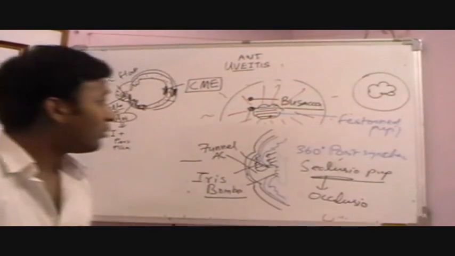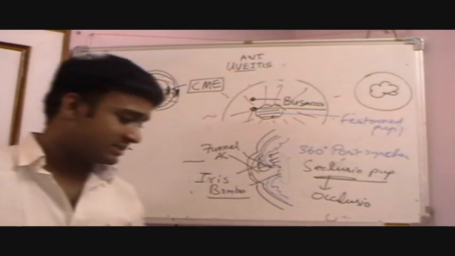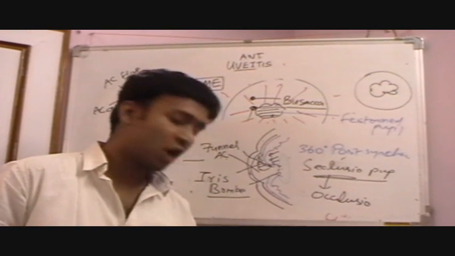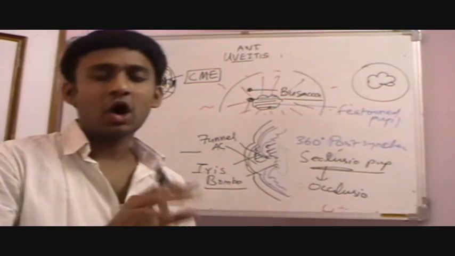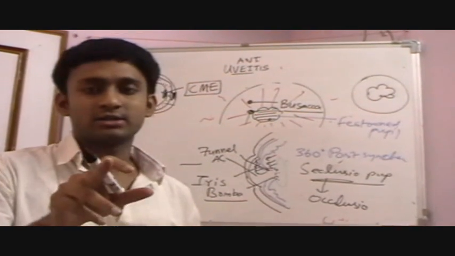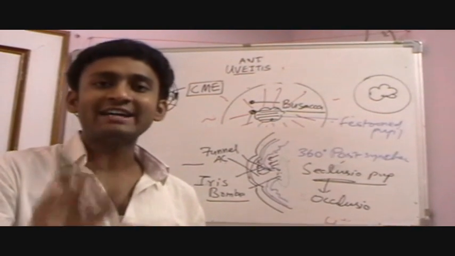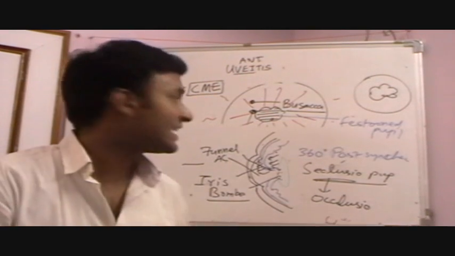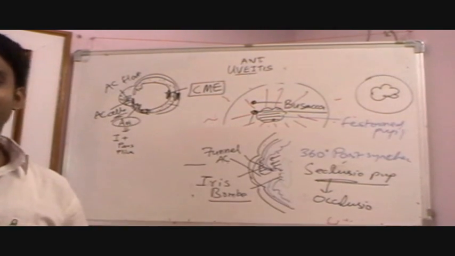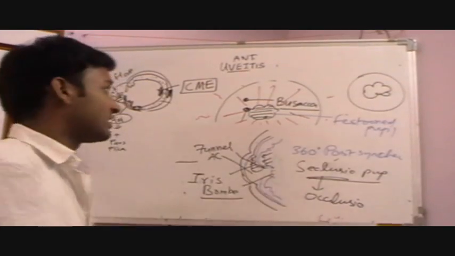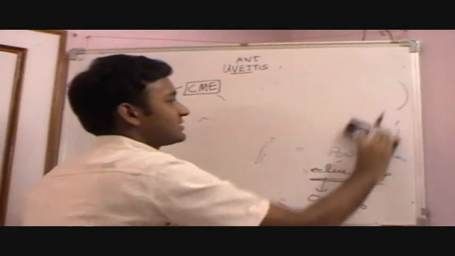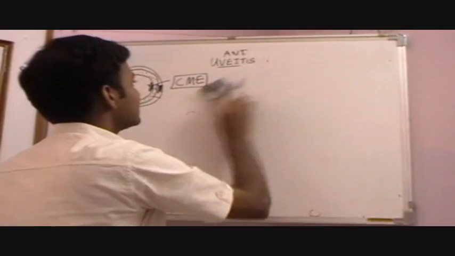And another point is, they will ask, what is the most common complication of recurrent anterior uveitis? The most common complication of recurrent anterior uveitis is secondary complicated cataract. So that is it with the anterior uveitis. Then a few important points about intermediate uveitis. Very, very easy.